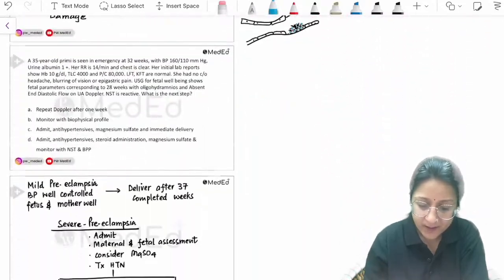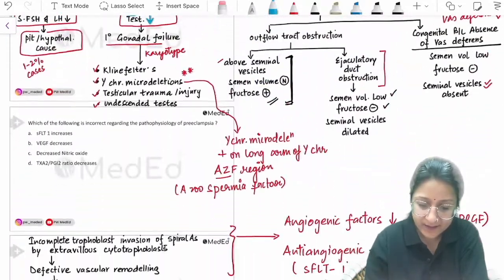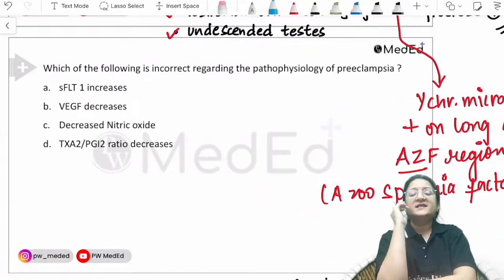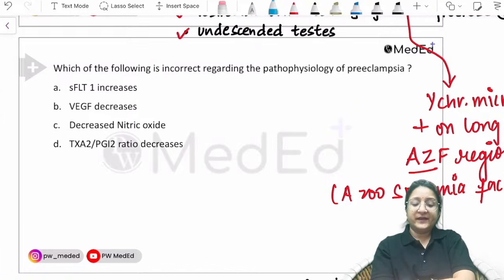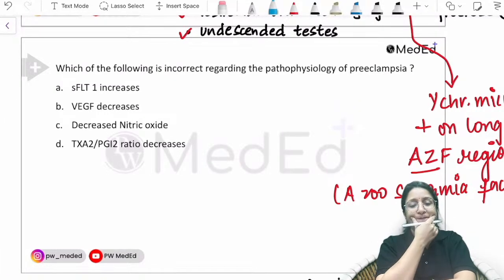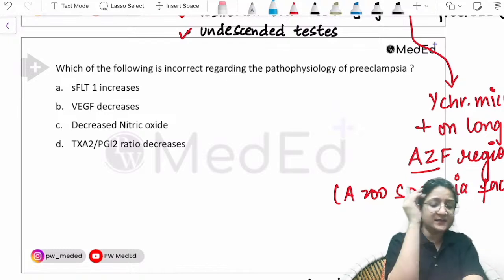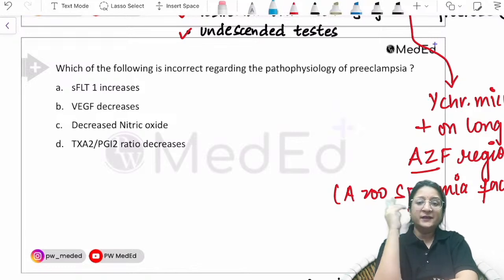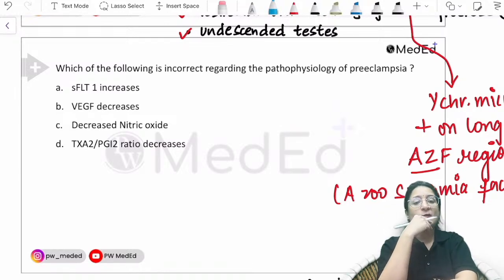Okay, now coming to the next question. Which of the following is incorrect regarding the pathophysiology of preeclampsia? Last year's question: which of the following is incorrect regarding the pathophysiology of preeclampsia? Yes, in my previous NEET PG sessions, I don't know if you saw those sessions, but I did talk about the pathophysiology of preeclampsia as well. So which of the following is incorrect?